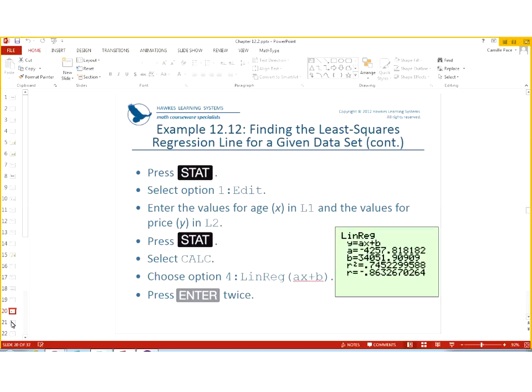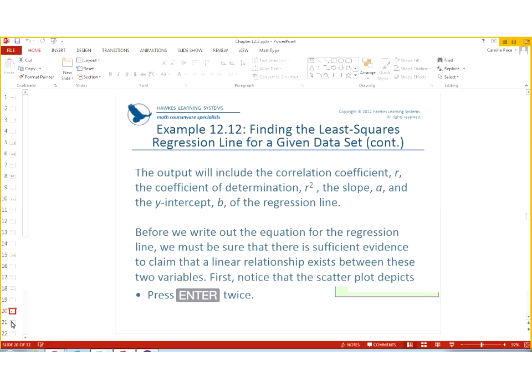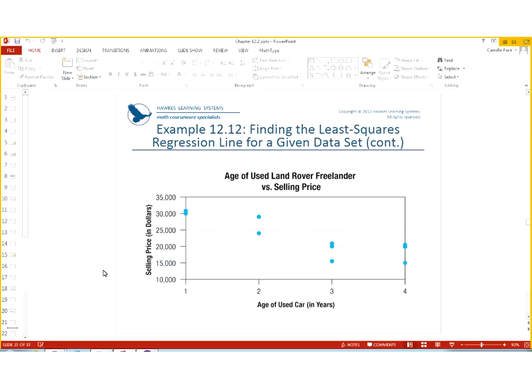What we want to find out, before we even write that equation, is whether there is significant evidence for a linear relationship to exist. So let's do the scatter plot. Looking at the scatter plot, we're seeing a linear pattern. It's decreasing, so that would be negative, but I can actually see where we could put a line. So let's keep going.